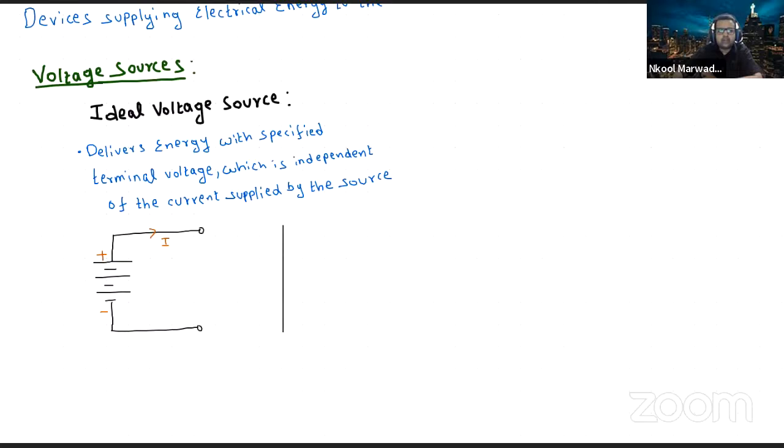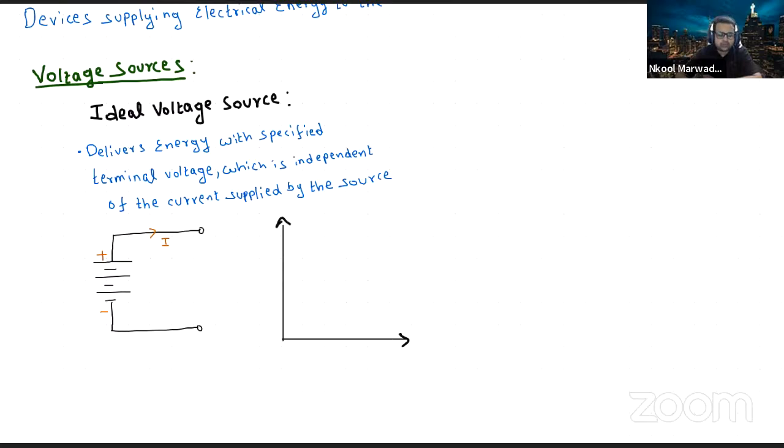And unfortunately, in the real world, this does not happen. The normal battery you use to power the watch, after some months, you have to change the battery because the voltage source which we use continuously degrades with time.